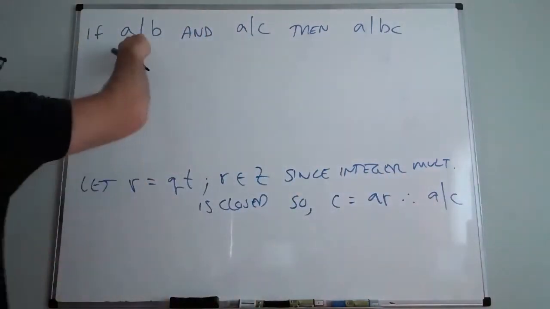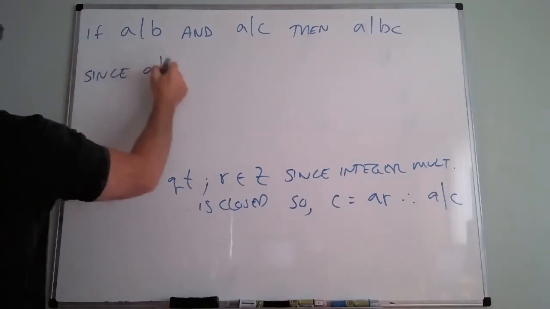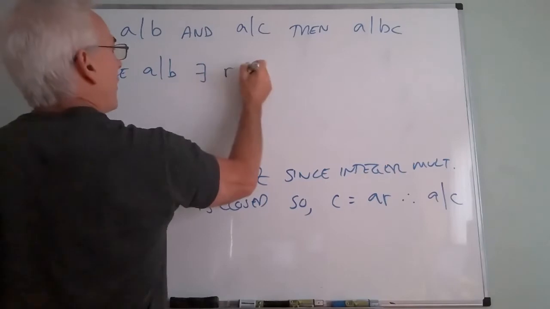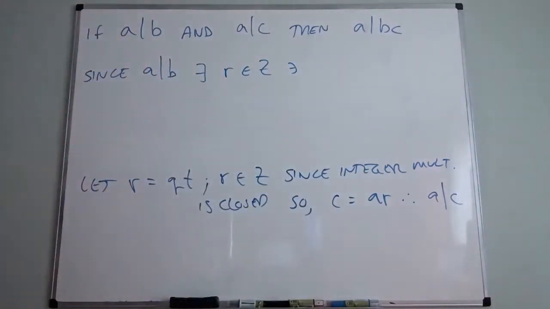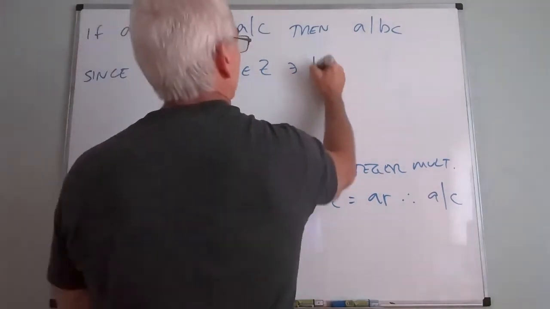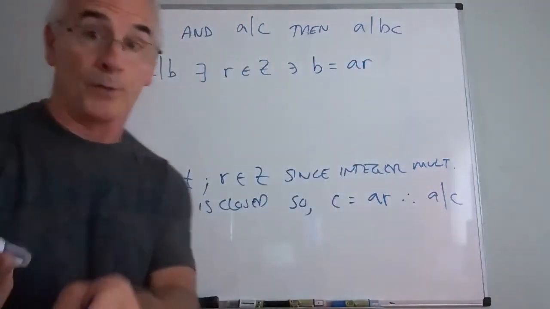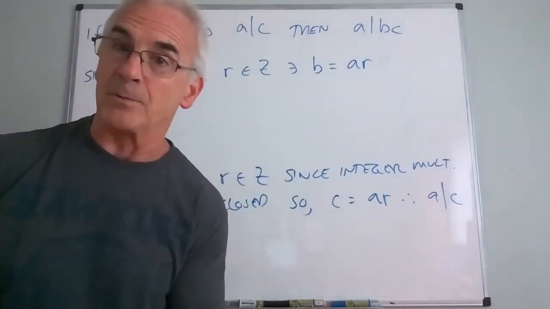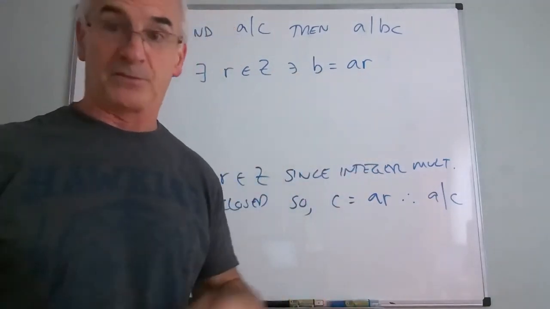So in the first case, since A divides B, there exists R in Z such that what? Now I got to say it correctly. A divides B, then there must be an integer such that what? B equals A multiplied by R. Perfect. Because the only error that I'm likely to make is that I'm going to put the R on the wrong side. And that's what we said before.